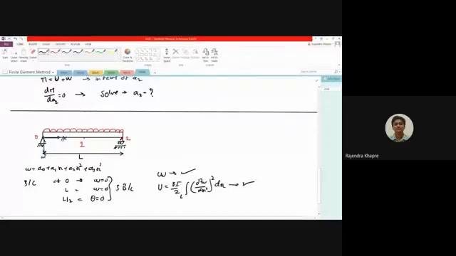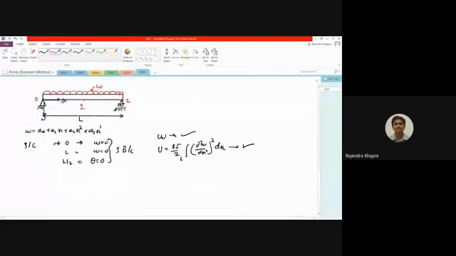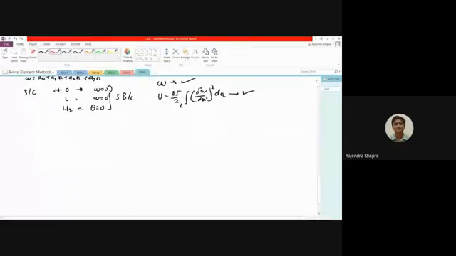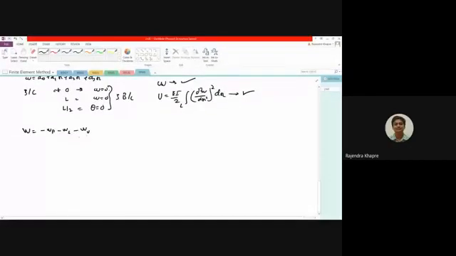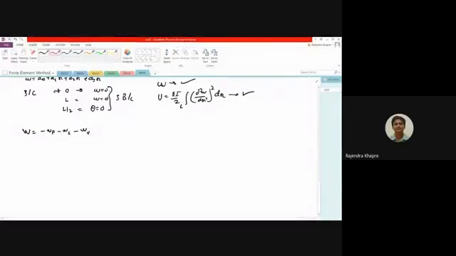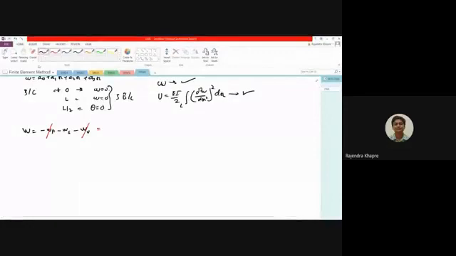Now the only part is how to handle the load. Here the load is basically W. This is a uniformly distributed load, so let us focus only on the W part. Your work done W can be of point load, a surface load, or even a volume load. As far as this part is concerned, there is no point load and no volume load, so only the surface load is coming into the picture.